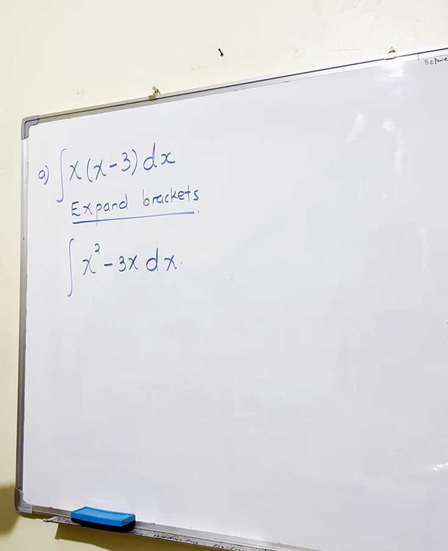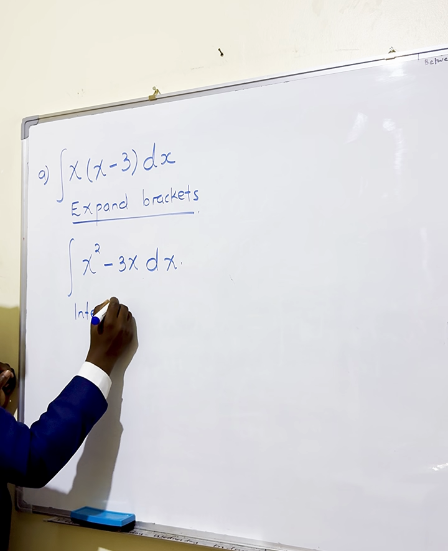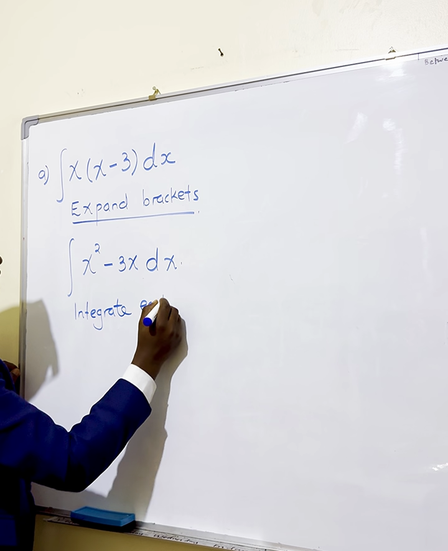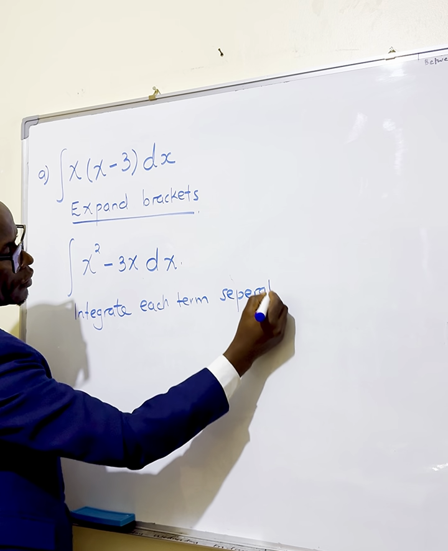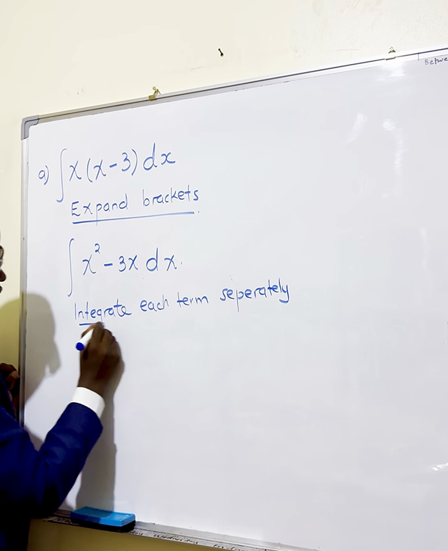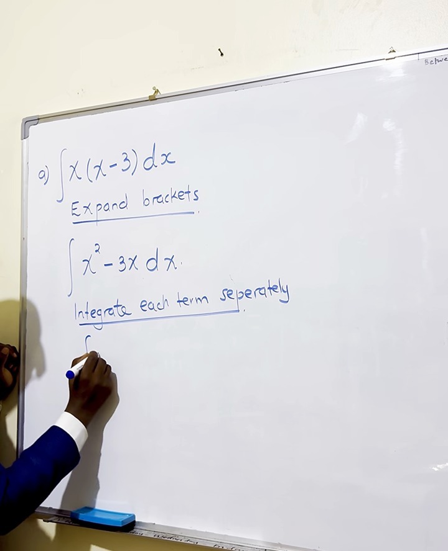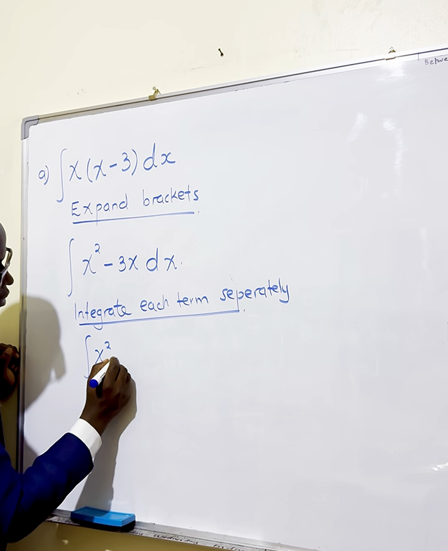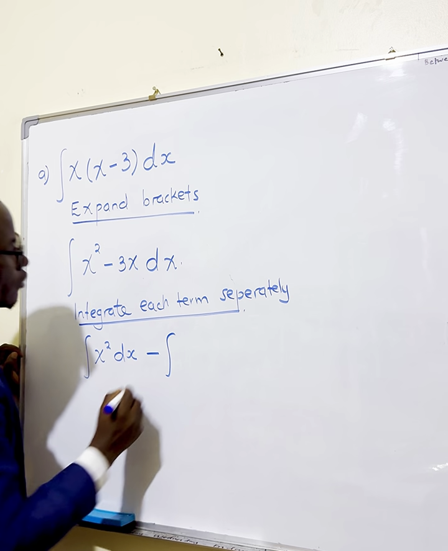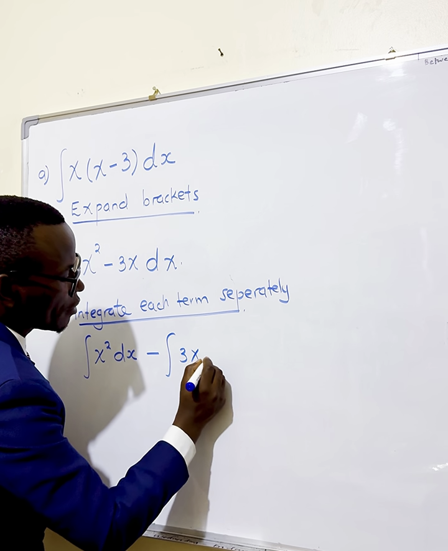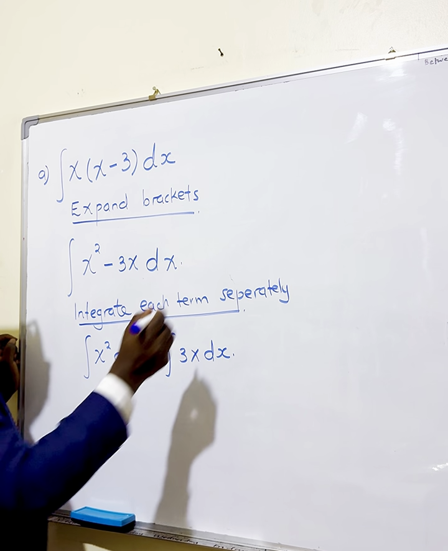Now, after doing that, we are going to integrate each term separately. Okay, so I'm going to say this is integral of x squared multiplied with dx, then minus integral of 3x multiplied with dx. So we are going to use the power rule.